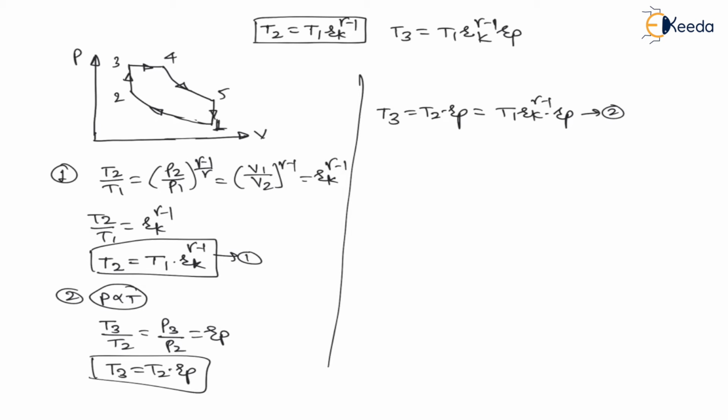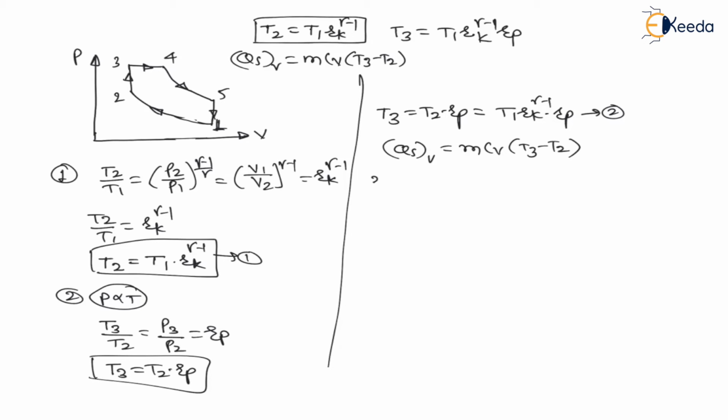This is the T3. And as process 2 to 3 is constant volume heat supply, the heat supply at constant volume process is equal to mCv into T3 minus T2. For constant volume processes, we have to use the specific heat at constant volume, Cv. So therefore heat supply at constant volume process is equal to mCv T3 minus T2. This is also useful later.